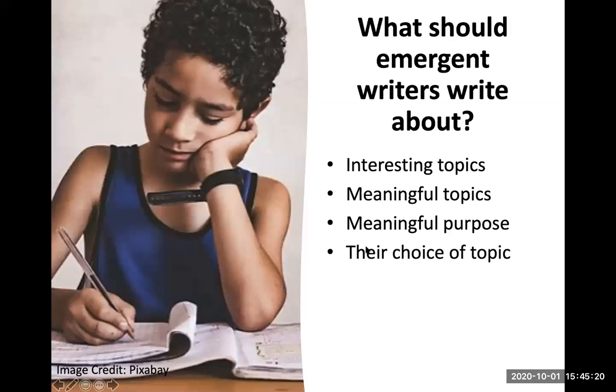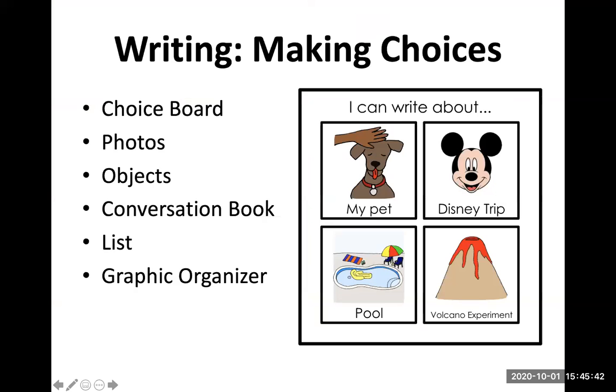Our emergent writers should have opportunities to write about things that are interesting to them, meaningful to them, for meaningful purposes. We never, ever want to give young children or developing writers an assignment to write that doesn't have a purpose, that's meaningless to them. It has to have a purpose. And very often it helps when we give them their choice of a topic.